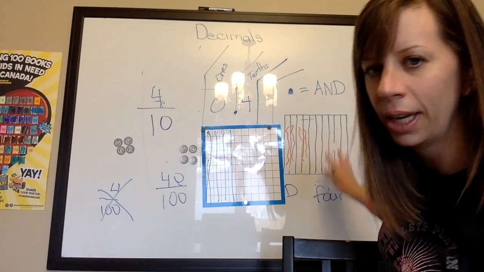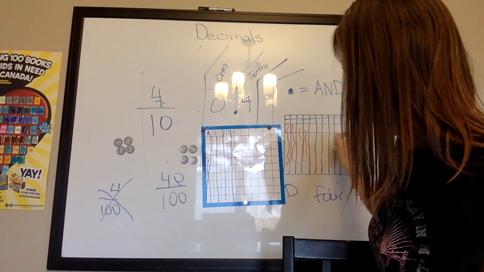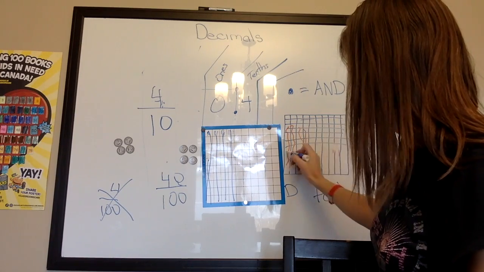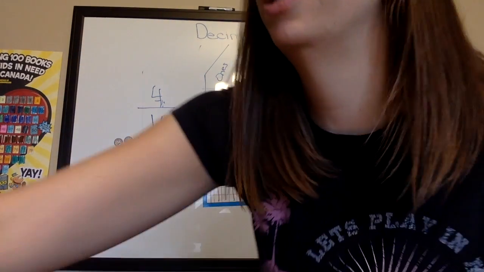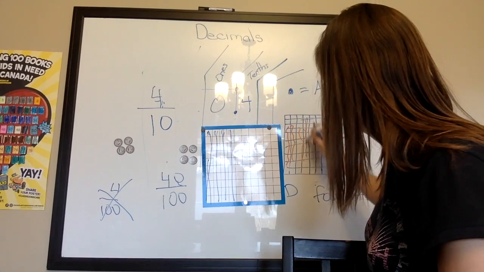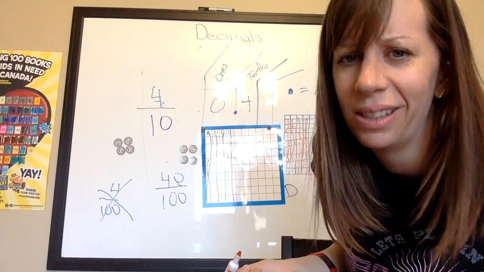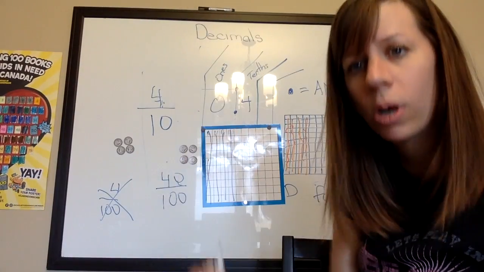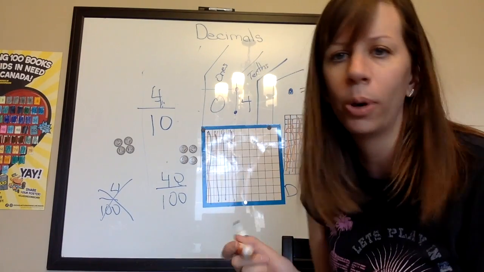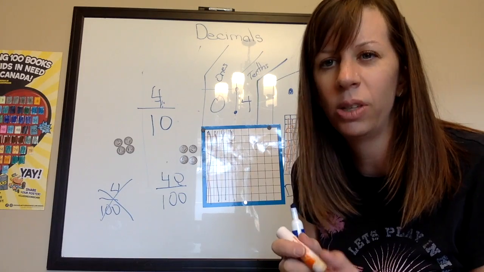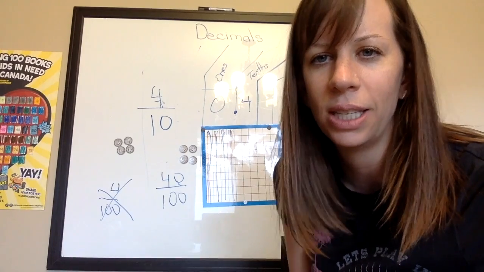We color 4 of the 10 strips, which means no matter what, even if we break it apart again, we've still colored the same amount, we just broke it into smaller pieces. Okay, so you're still coloring 4 long strips. On here you would color 40 little boxes, 4 long strips. Okay, I know that is really tricky to understand. We're going to keep working on it over the next few days and into next week.